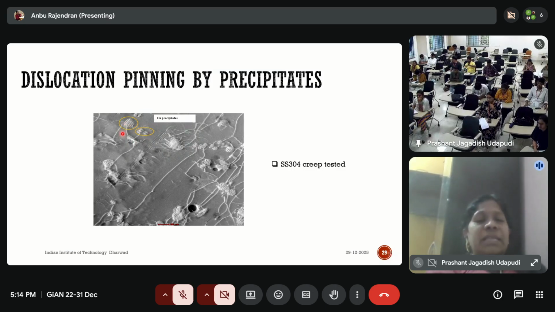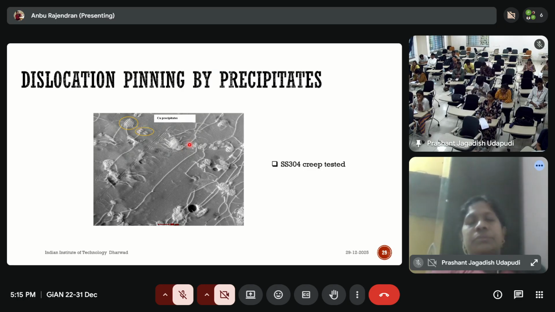Whenever the precipitate resists the dislocation moving to the other side, it requires more load to push the dislocation to the other side. It means your system is resisting further deformation, which means your material is strong. Strength means what? Resistance to deformation. Resistance to deformation means what? Internally, your dislocation movement will be arrested or restricted. So these precipitates will act as obstacles.